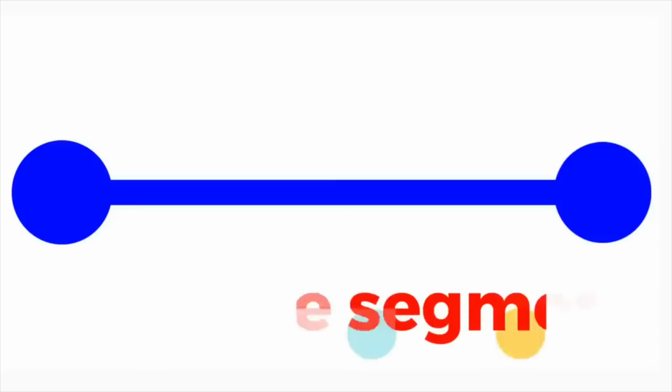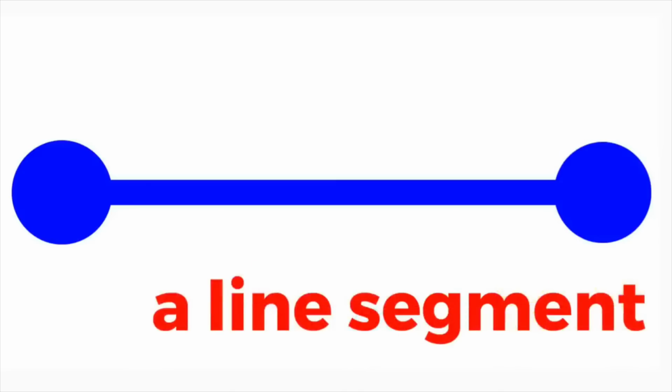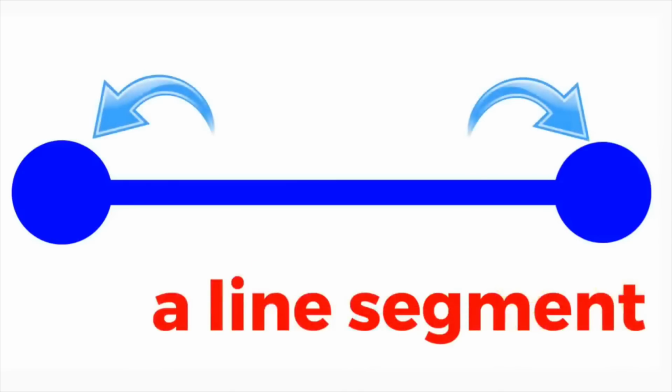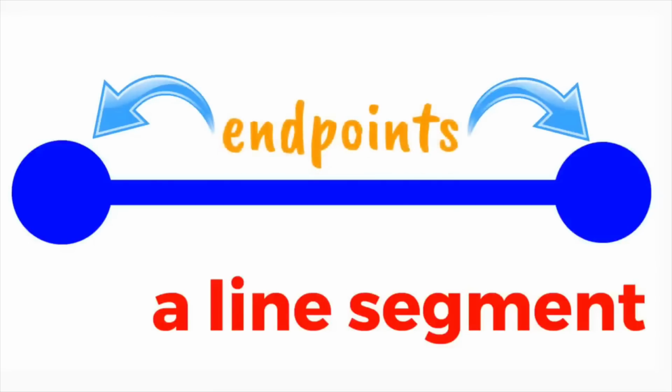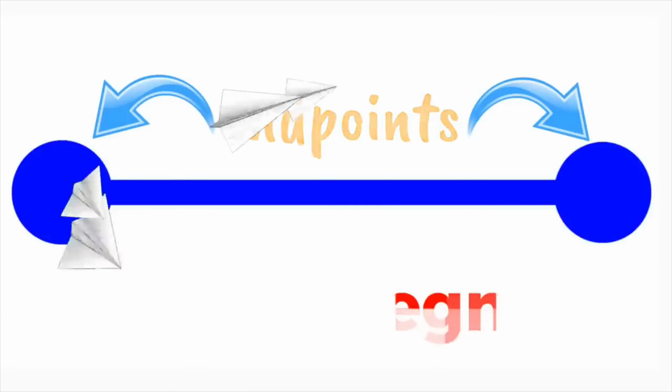Now, a line segment is so different. It has these 2 dots, one on each end. These dots are endpoints. It doesn't keep going and going. It starts at one point and then ends at another. This is a line segment.